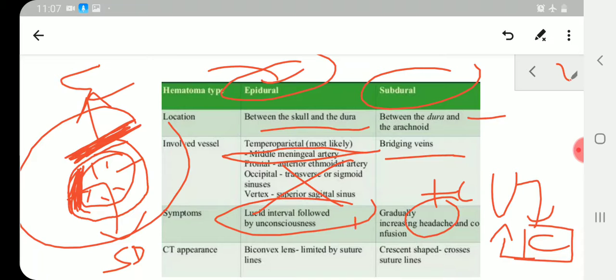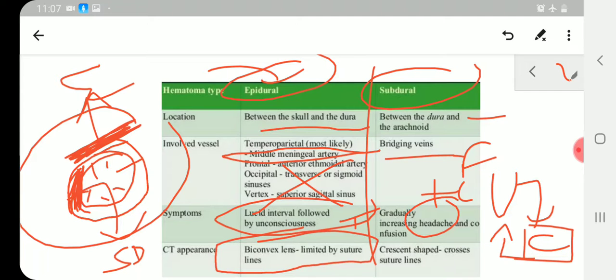Epidural, I want you to remember trauma. Subdural, I want you to remember fall. Epidural is trauma, subdural is fall. CT appearance in epidural: biconvex lens shaped, limited to suture lines. Subdural: crescent shape that crosses the suture lines. But for MCQ, you need to remember biconvex lens shaped is epidural, subdural is crescent shaped. I hope we are clear with this topic.